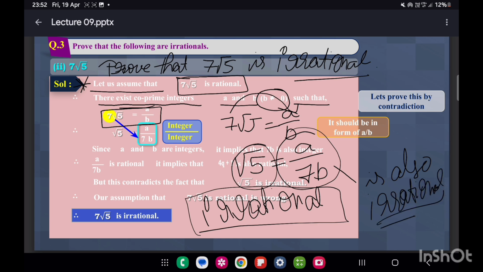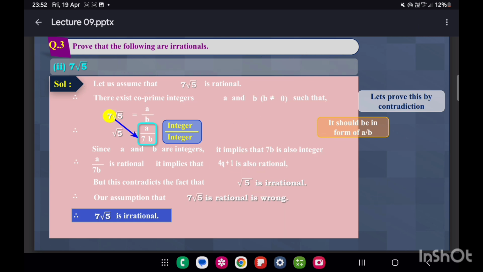So here we have written root 5 is equal to a by 7b. Next, we can move further to the next step. Since a and b are integers, it implies that 7b is also an integer. So a by 7b is rational. According to this, if 7 root 5 is rational, then a by 7b is also rational.